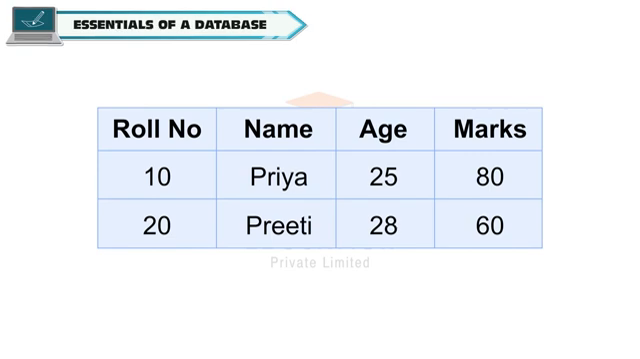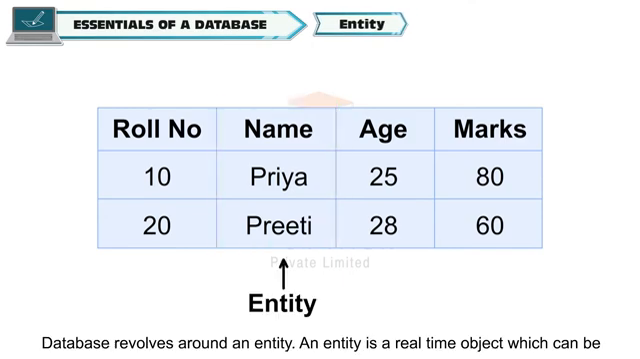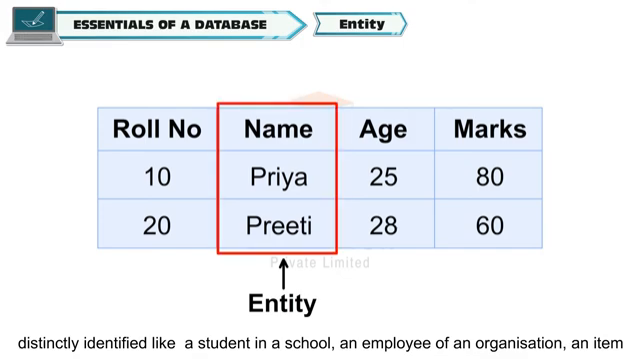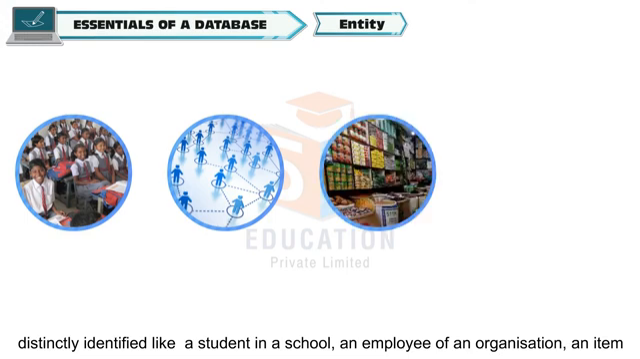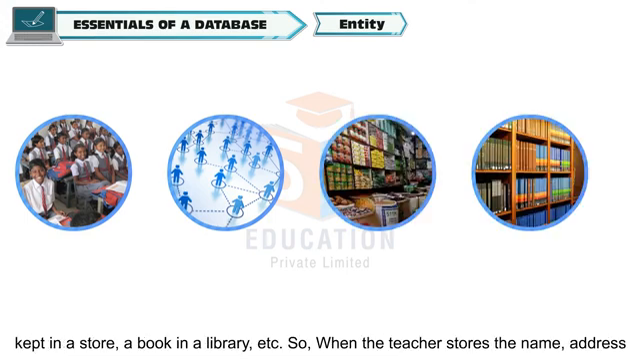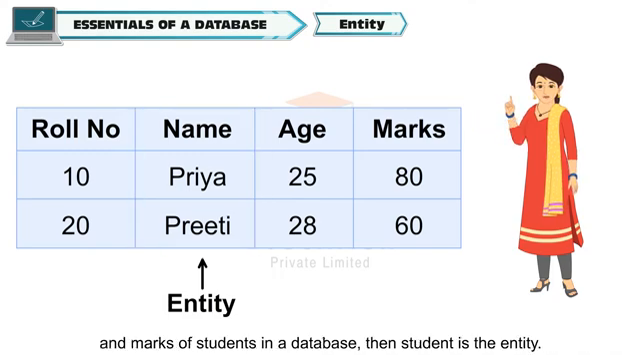Essentials of a database. Every database has some components that are essential parts of a database. These are entity. Database revolves around an entity. An entity is a real-time object which can be distinctly identified, like a student in a school, an employee of an organization, an item kept in a store, a book in a library, etc. So, when the teacher stores the name, address, and marks of students in a database, then student is the entity.